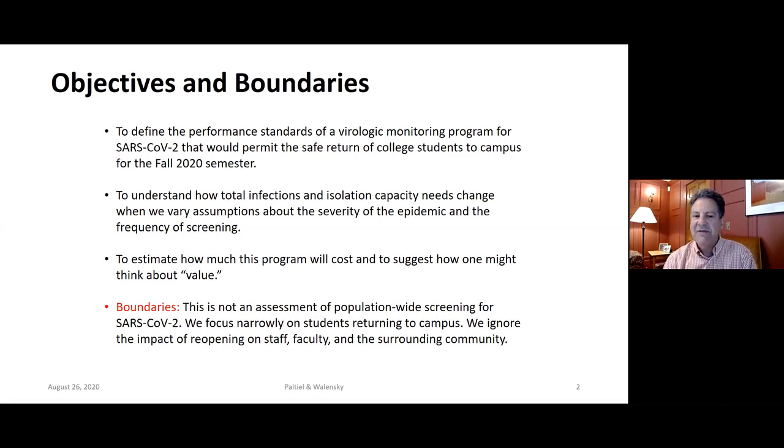I want to be very clear from the outset that this is not an assessment of population-wide screening. This was initially a piece of work that Rochelle and I undertook on behalf of a consortium of university presidents in the Boston area, and they asked us very specifically to narrowly focus on students returning to campus. So while we have taken into account the importation and exportation of infections, we have ignored the impact of reopening on staff, faculty, and the surrounding communities. That's a weakness and a boundary, not something that I'm displaying with pride.